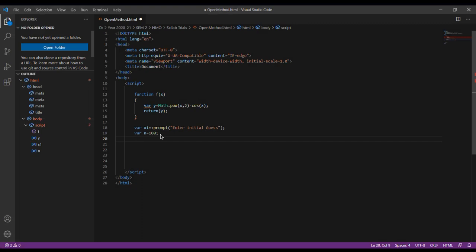Then var error equal to say 0.0001, something like this. 4 zeros and 1, semicolon. So this much accuracy I would like to achieve. Okay, semicolon, new line. Okay, so now I am going to initiate the loop.